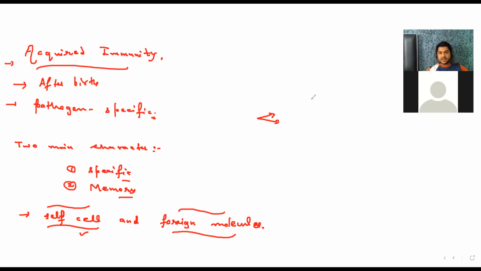Okay, so acquired immunity is further divided into two types of immunity: humoral immunity and cell mediated immunity. What does that mean? I'm going to tell you, don't worry.